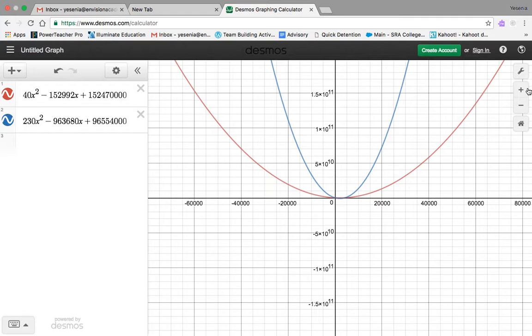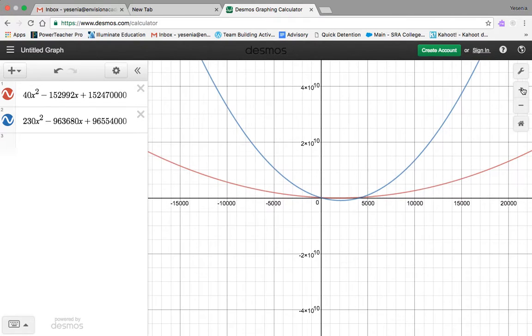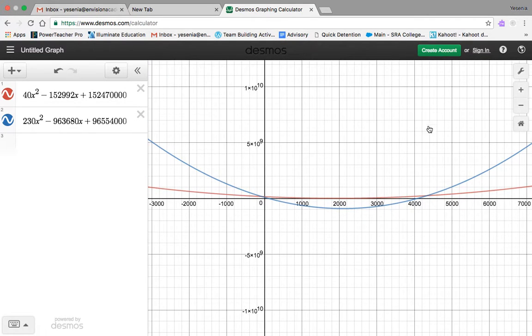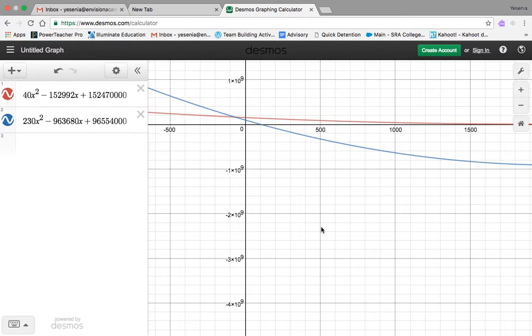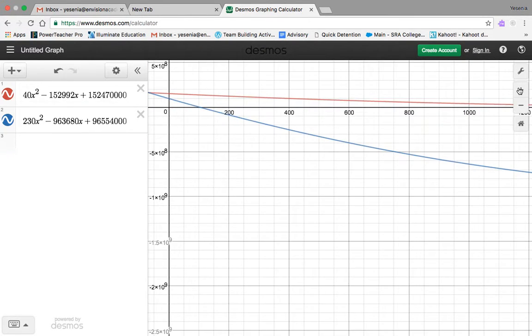Great. Now I want to find the point of intersection, and keep in mind your two graphs might not even have a point of intersection. You have to show that visually. So I see that they intersect at two places. Let's figure out where they intersect here.